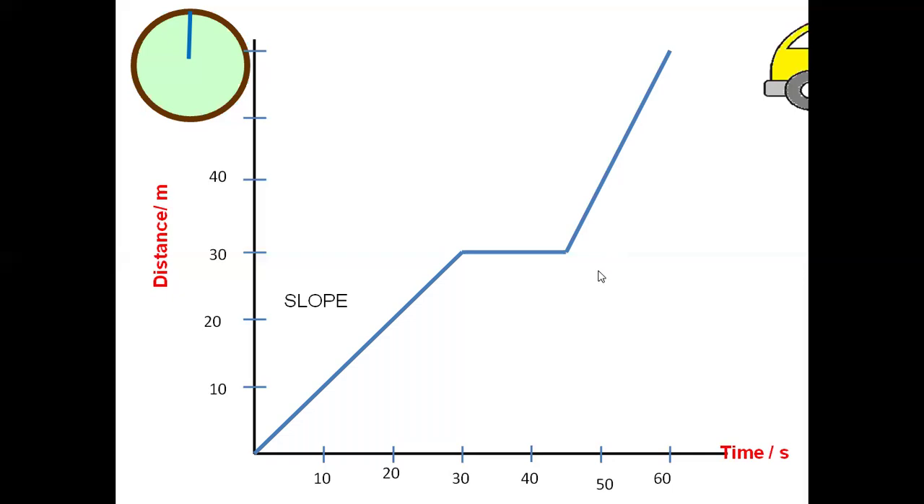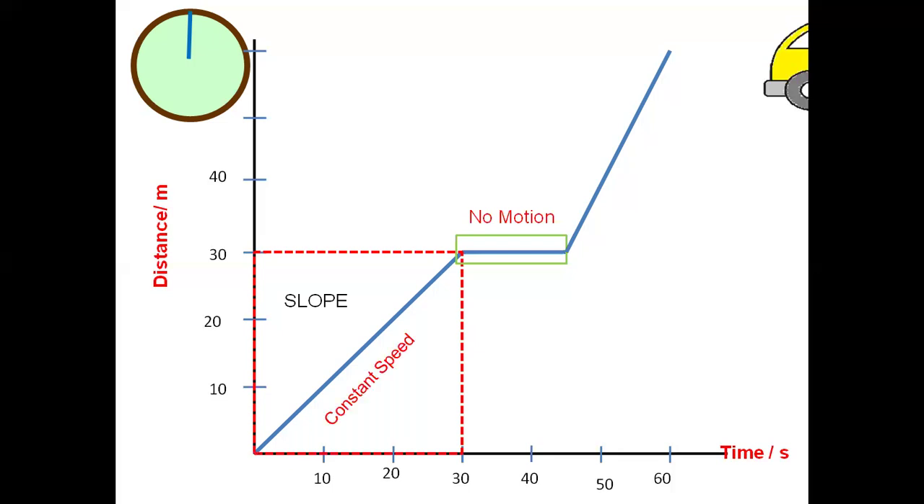So the straight line passing through the origin, its slope shows the uniform speed because it is a straight line. Then the next part is parallel to the time axis and it indicates no motion. That is, the car was stationary for about 15 seconds. And then the car returned and moved back with a faster speed to the starting point and stopped. So the total distance covered by the car is 60 meters in 60 seconds.